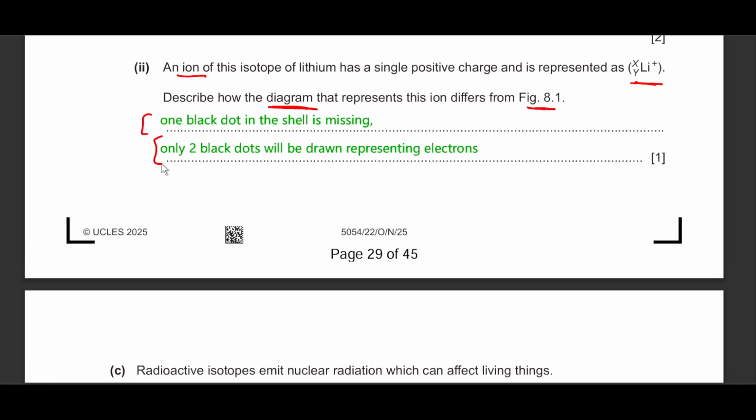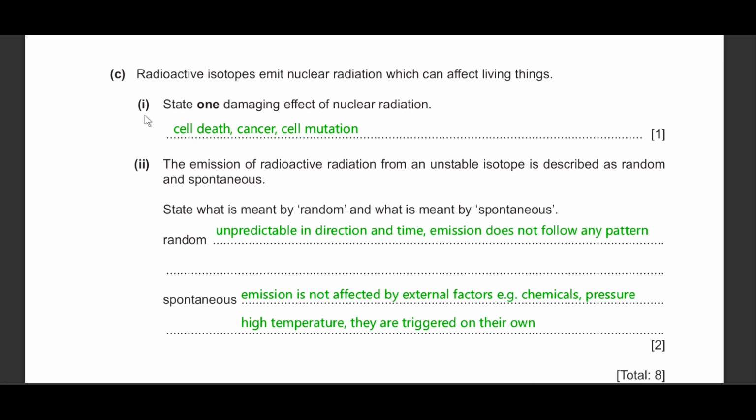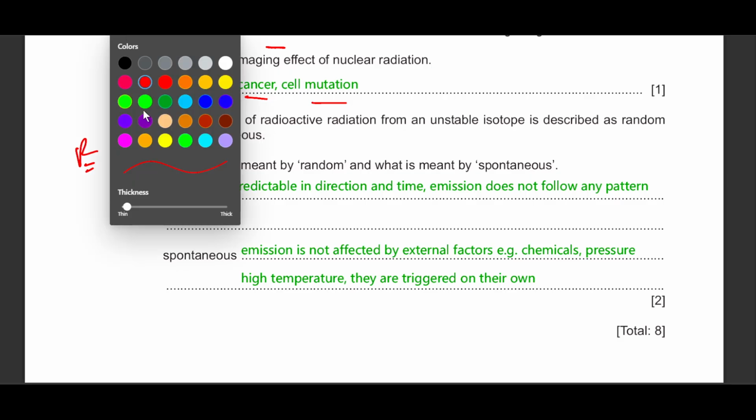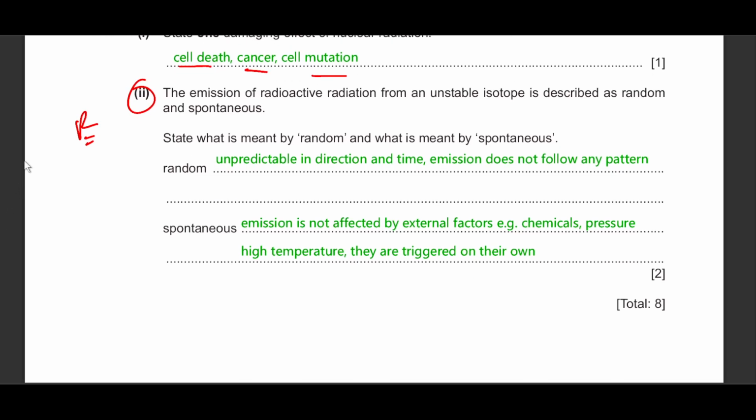Or you could have said that only 2 black dots are visibly drawn, representing the electrons in the shell. So it is something that you describe that you're going to see with your own eyes. Part C. State 1 damaging effect of nuclear radiation: cell death, cancer, cell mutation. Very basic answer, straightforward. This is also a good question in terms of being repeated. I would advise you to remember its marking scheme and write this down in your books somewhere as notes.